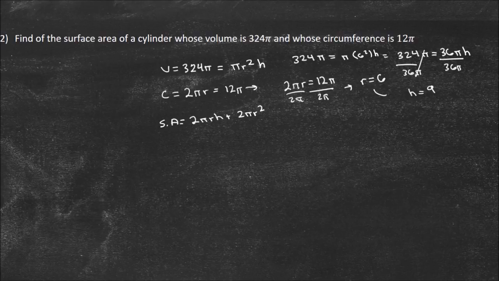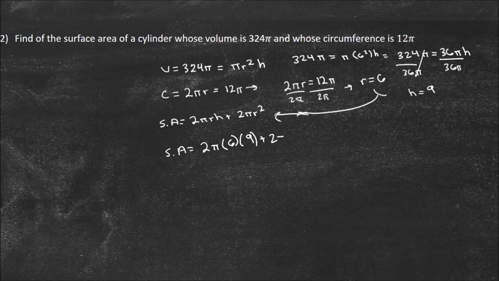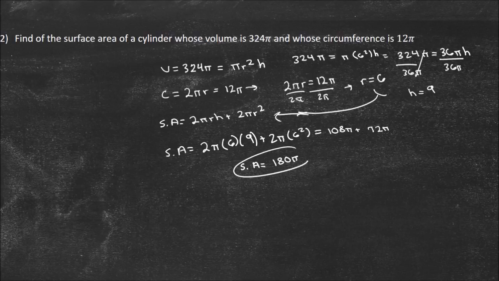I have everything I need now with these two formulas to plug in, and I should be good to go. So surface area equals 2 pi times r, which is 6, times h of 9, plus 2 pi times r squared, 6 squared. Well, 2 pi times 54 is 108 pi, plus, and then this side is going to be 36 times 2, which is 72 pi. So I get surface area equals 180 pi. And that is my answer to this problem.